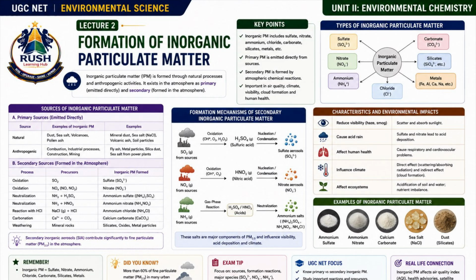Sulfuric acid then undergoes nucleation and condensation processes to form sulfate aerosols. These sulfate particles become an important component of atmospheric PM2.5. Another important precursor is nitrogen oxides, commonly called NOx. Nitric oxide and nitrogen dioxide are emitted from vehicle exhaust, power plants, industrial combustion, and biomass burning.